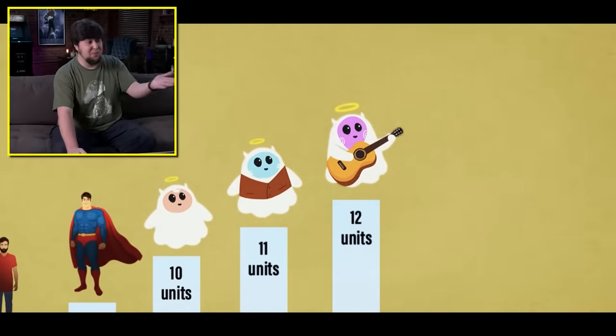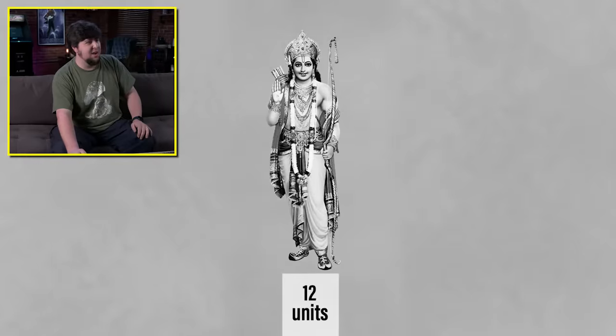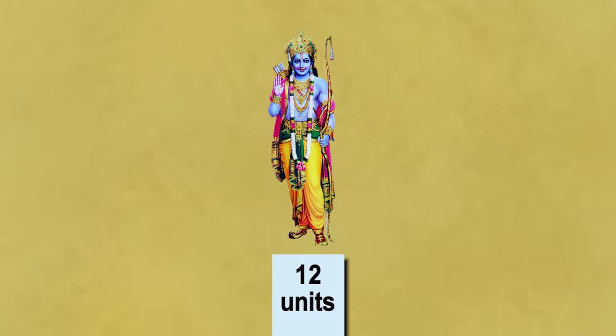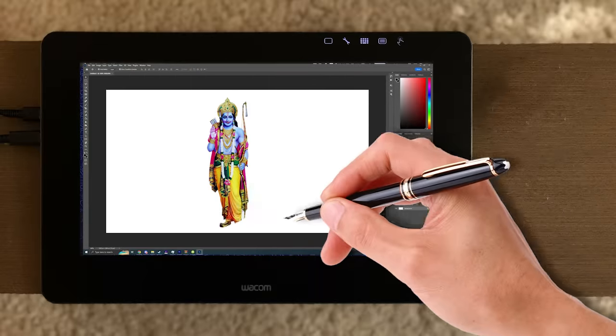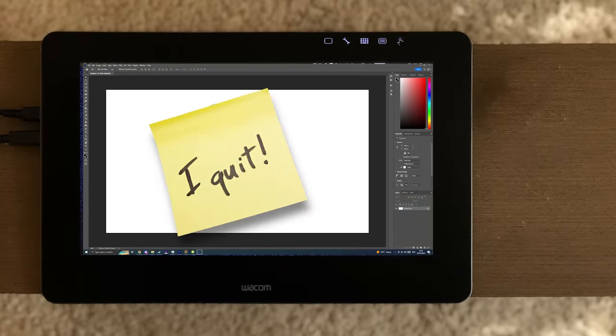By the way, I don't know if you guys remember, but earlier in this very same video, 12 units was depicted by this very elaborately painted blue deity, and now for some reason it's just a chibi ghost with a guitar. I don't know if the graphic designer just threw in the towel and quit halfway through making this video, but if they did, I can't say I'd blame them.